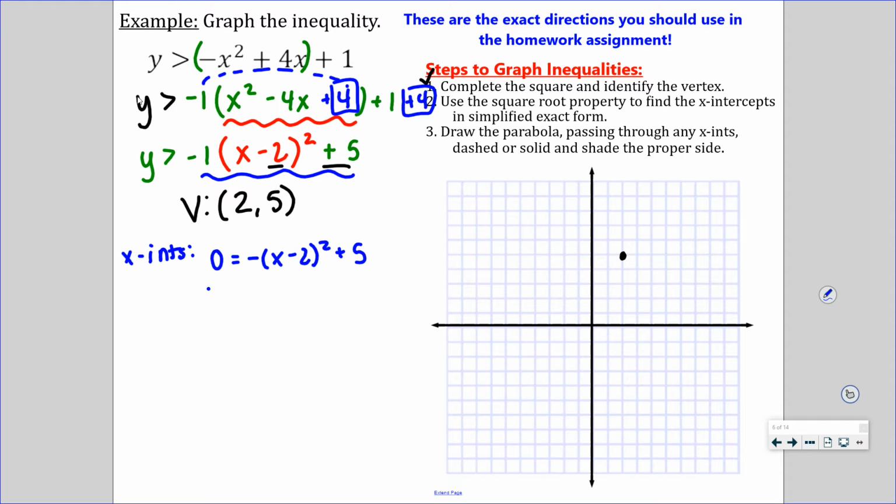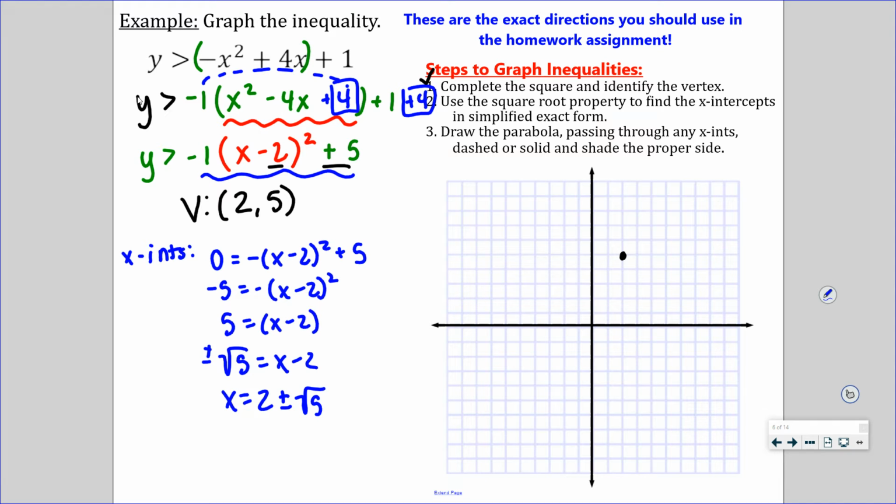Okay, I'm going to do this quickly. I'd subtract over the 5. Divide by negative 1. Square root both sides. And add over the 2. I don't mean to rush through this. We've done a lot of practice of this, so hopefully we're getting comfortable with that.